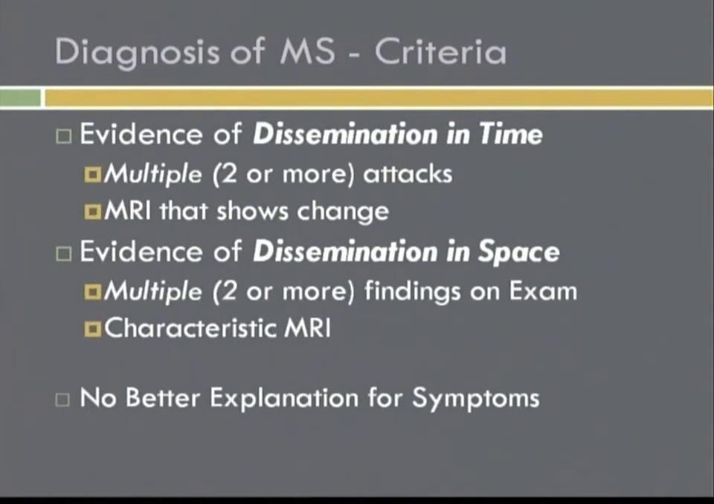So the symptom cannot happen in the same space over and over. That means it has to be in two different places, for instance, the optic nerve and the spinal cord. That's dissemination in space. Again, the MRI can help us. So if lesions are in different areas, then that's dissemination in space. Always in MS, the caveat is no better explanation for symptoms.